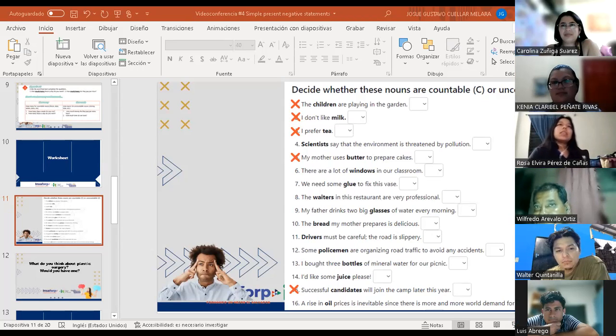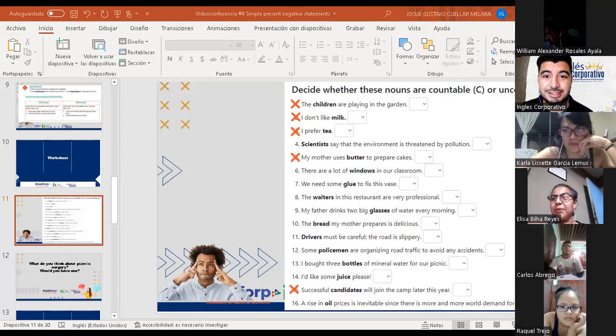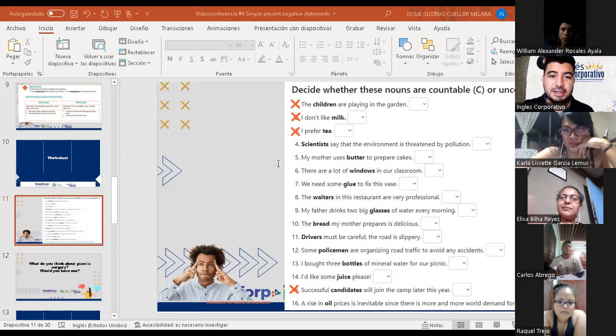Solamente tenía una duda, ¿cómo se pronuncia la palabra de la oración? Decía, my mother uses. Uses. ¿Cómo se pronuncia? Uses. Ajá. Use. Okay. El verbo es use. Use. So uses. Okay. That's it. Oscar, right? And after Oscar, we go with Walter. Okay.